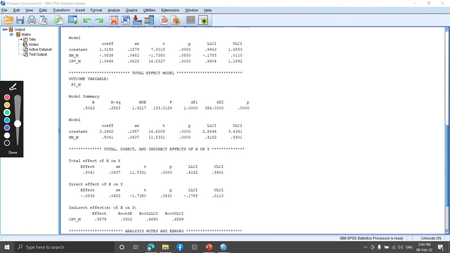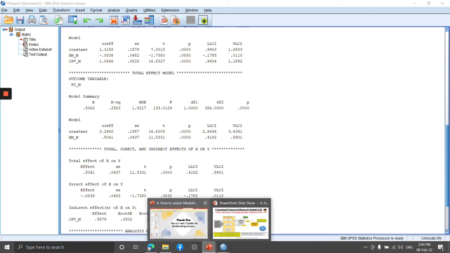So please remember that. Okay, now you very clearly understood this is fully mediation. Why? This path, that means indirect path, is significant. This path, that means direct path, is not significant. That means fully mediating according to the definition of the mediating. Please go and check in my slide number 3. Okay. Right, now we will go into the next part.